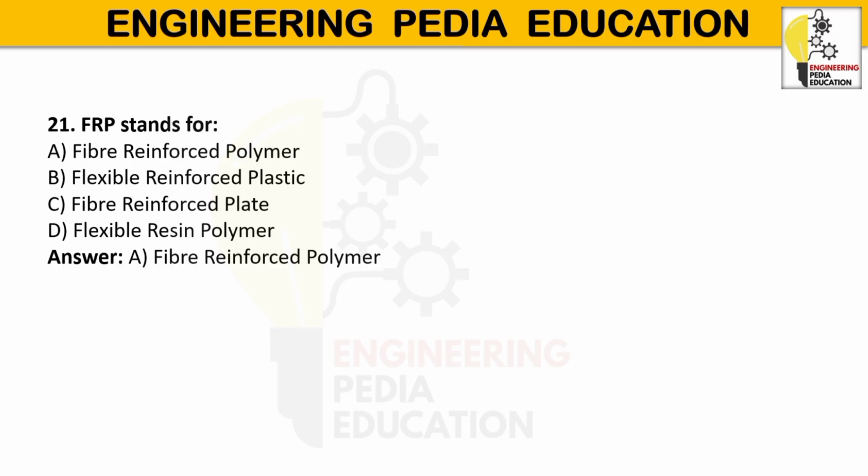FRP is an advanced construction material that combines lightweight, high strength, and corrosion resistance. It is increasingly used in modern infrastructure projects for structural strengthening and long-lasting repair.